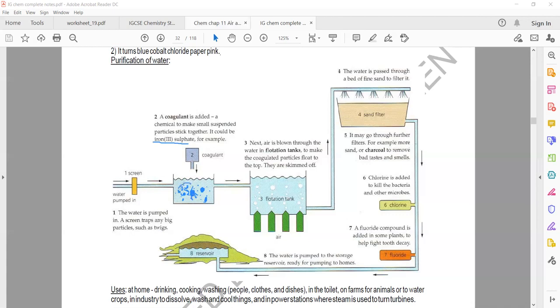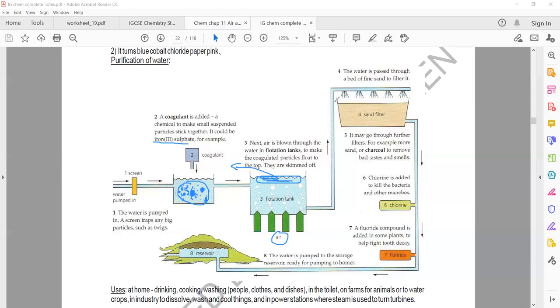So these fine particles join together and turn into a large particle. When they turn into large particles, we blow the air from the bottom. What is the advantage of doing this process? As we blow the air from the bottom, these particles will move to the top, so they can be skimmed off from the water.